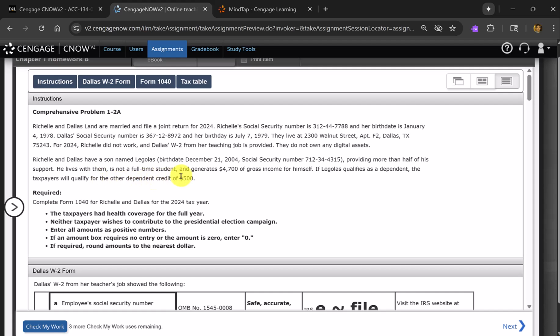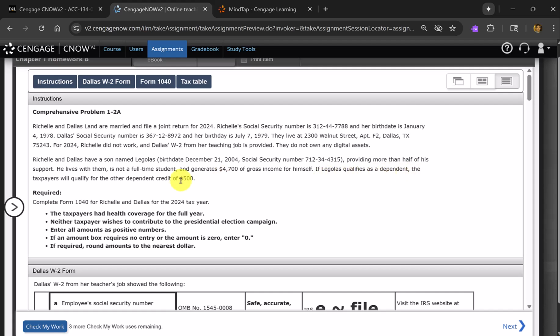Legolas is not a full-time student, possibly like some of you are, and his income is relatively low, below the threshold for, I believe, was that $5,050 for a dependent, other dependent. Okay, not the qualifying child dependent, but other dependent. He's not a qualifying child. He's too old for that. Yeah, 20 years old.